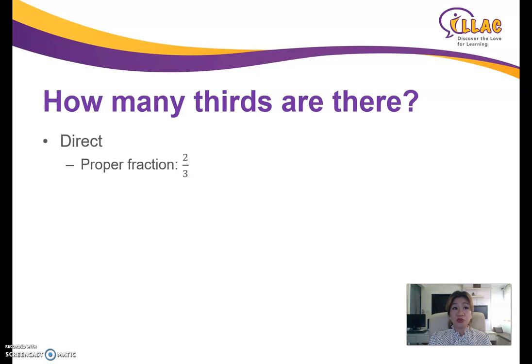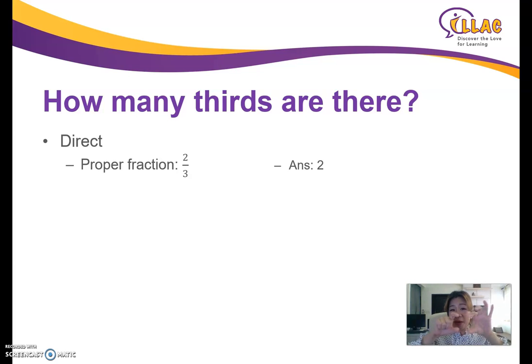They tell you this is 2/3. So how many thirds are there in 2/3? In the English form, 2/3. How many thirds are there? 2. That's the answer. Basically, they are asking you for the numerator. Out of the 3, how many thirds?